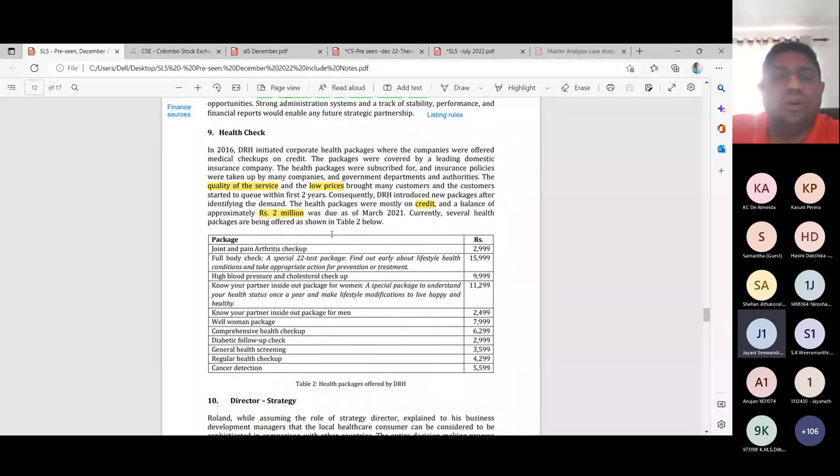Right. The quality of the service and the low prices brought many customers, and the customers started to queue within the first 2 years. DRH introduced new packages after identifying the demand. The health packages were mostly on credit and a balance of approximately 2 million was due as of March 2021. Not significant, no. This credit amount is not significant. Currently, several health packages are being offered as shown in table 2 below. They have given different health packages they have.